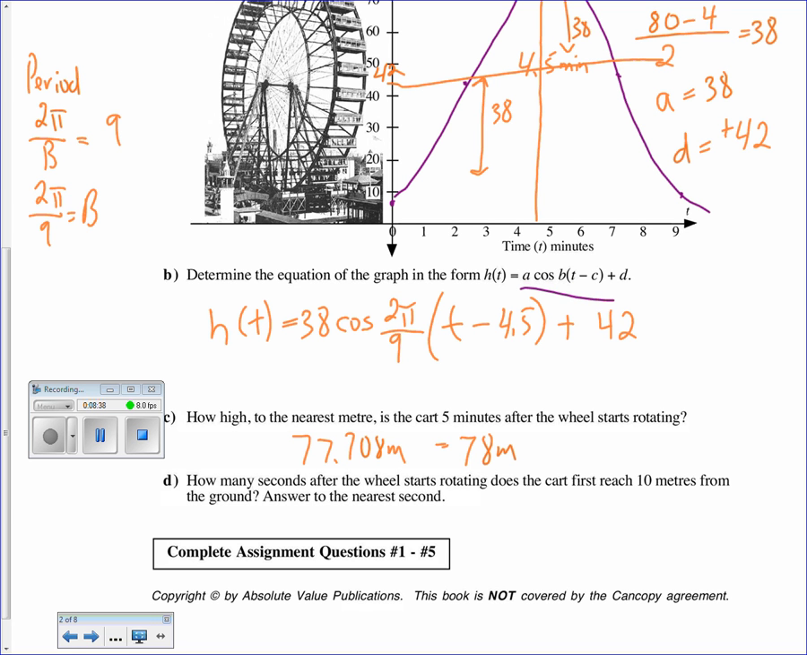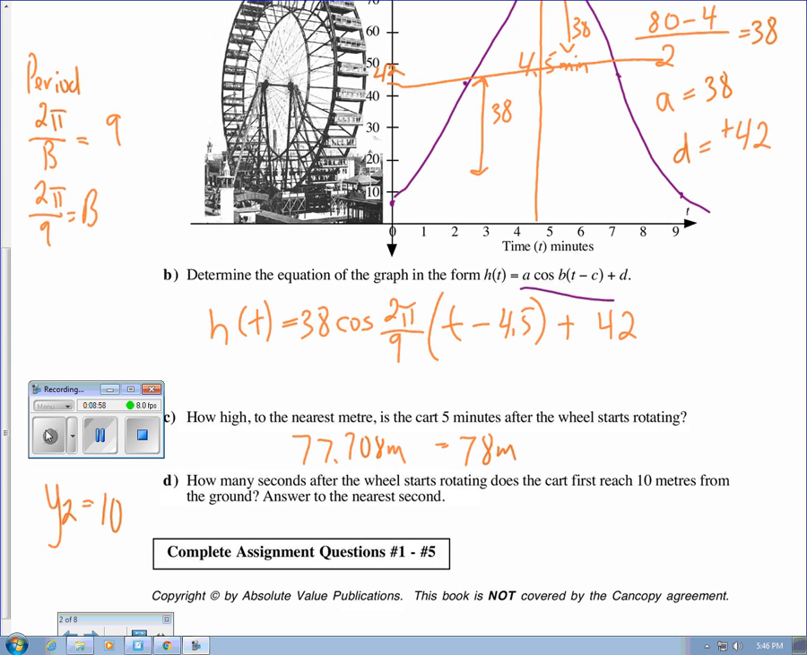After how many seconds does the cart first reach 10 meters from the ground? Again, this is a nice application of using y2, where y2 equals 10. Plug that into your y2, see when that line first hits the 10-meter mark. So I had to figure out my windows. My window on the X had to go from 0 to 9, and my window on the Y went from 0 to 90. And now I found that point of intersection.